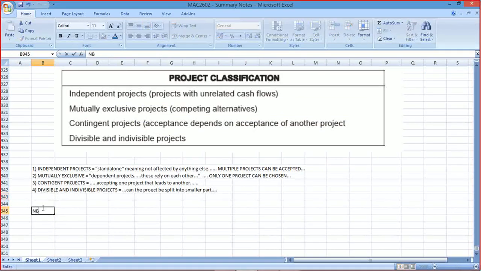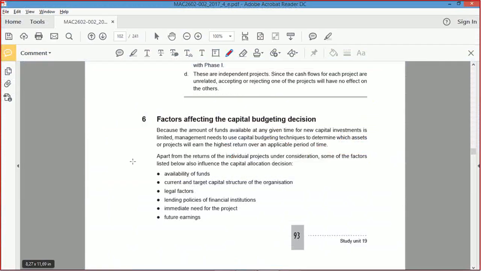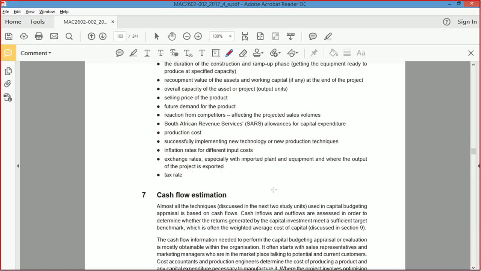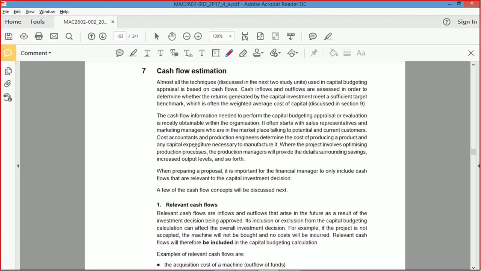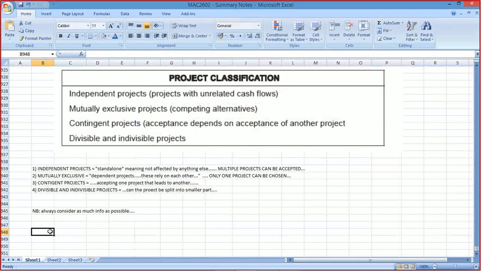Okay, so NB, always consider everything when making a decision. The more information that you have, the more likely you are going to make a better decision. And that's what they're giving you here. Factors that affect capital budgeting. Right, cash flow estimation. This is something that you've done in DSC where you've been required to draw up a system of cash flow. I don't know if you can remember the net present value stuff.